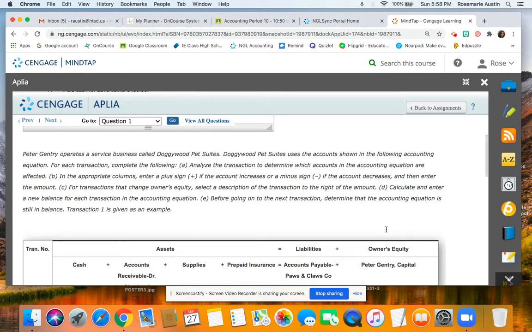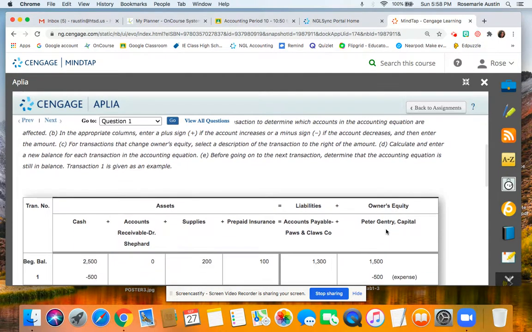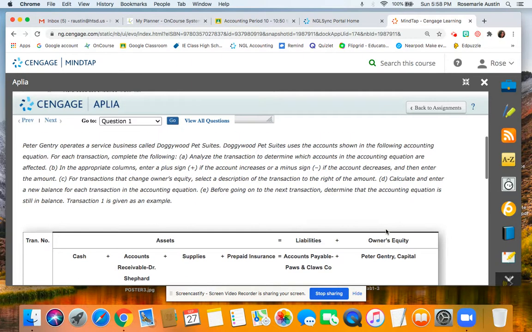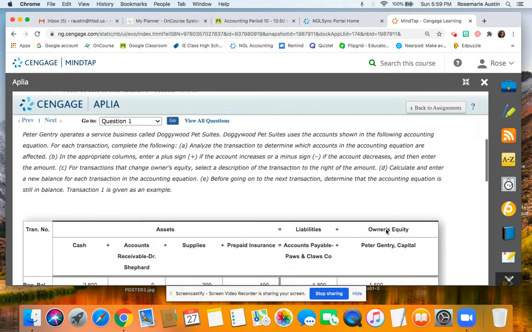Okay, so the directions are: Peter Gentry operates a service business called Doggywood Pet Suites, and they use the accounts that are going to be shown in the following accounting equation. For every transaction, you are going to, 1, analyze the transaction and determine which accounts in the accounting equation are affected. That's the first step. Second step, in the appropriate columns, you're going to enter a plus if the account increases, a minus if the account decreases, and then enter the dollar amount. Number 3, for transactions that change owner's equity, select the description of the transaction to the right of the amount. Okay, I'm going to stop right there reading the directions.